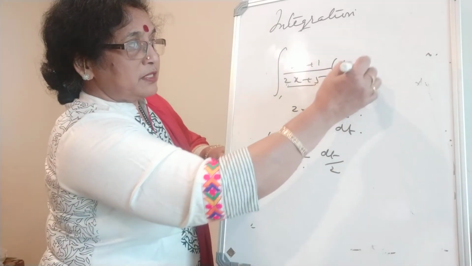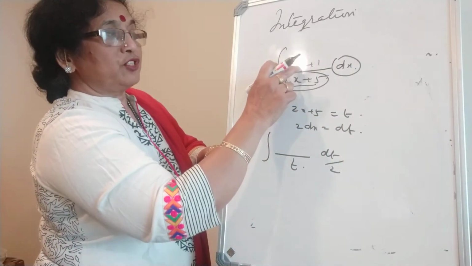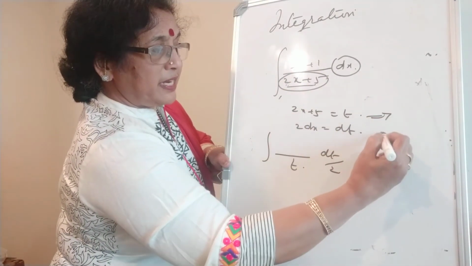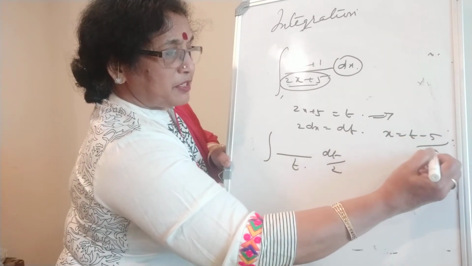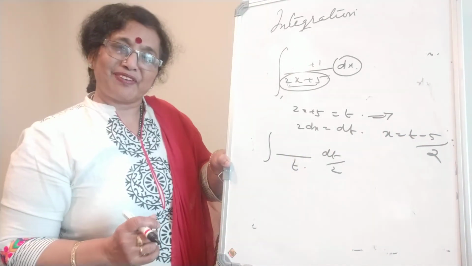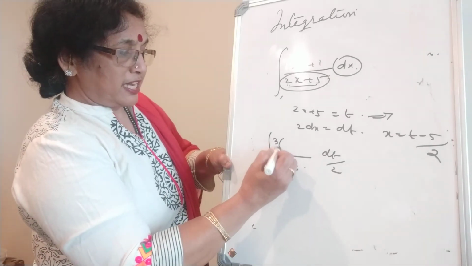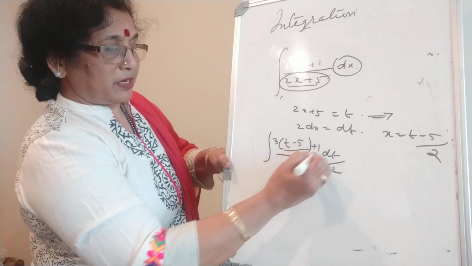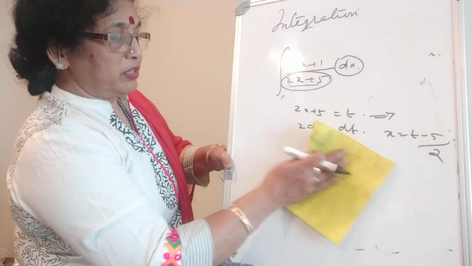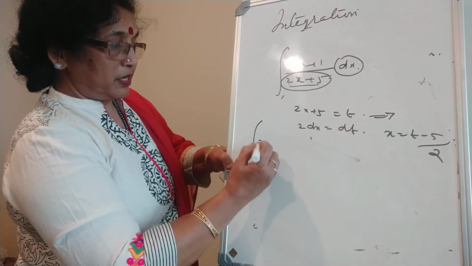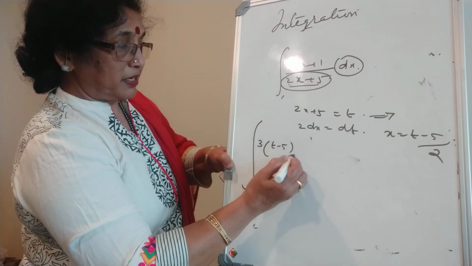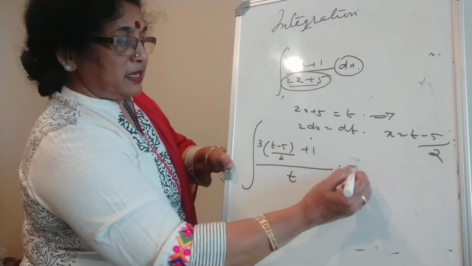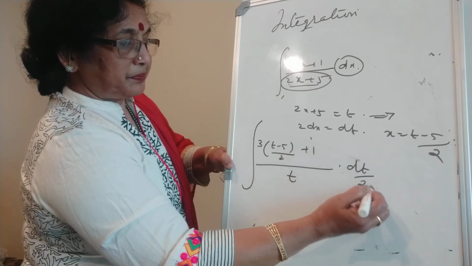I substitute for this. I have to change the x to t again. So what is my x here? From here I get x is t minus 5 by 2. So 3 times t minus 5 by 2, and the plus 1. So I repeat again. Here the whole thing becomes like this: 3x is t minus 5 by 2 plus the 1, the numerator. Denominator is t. dx is dt by 2.